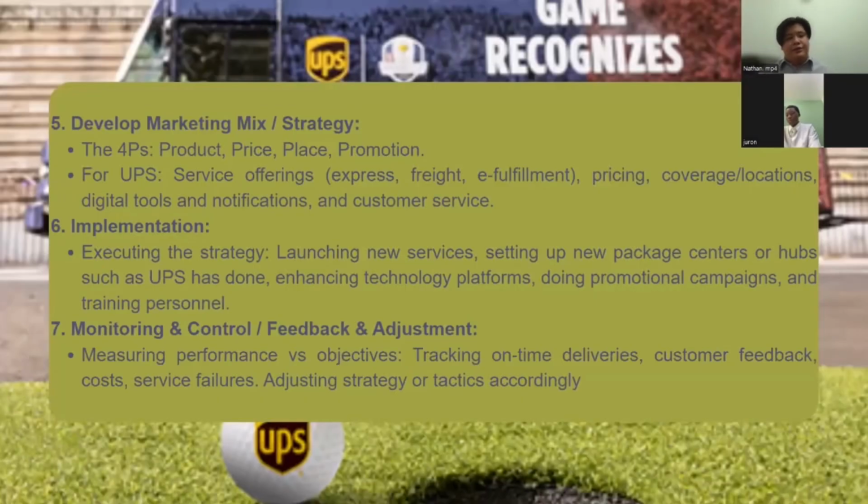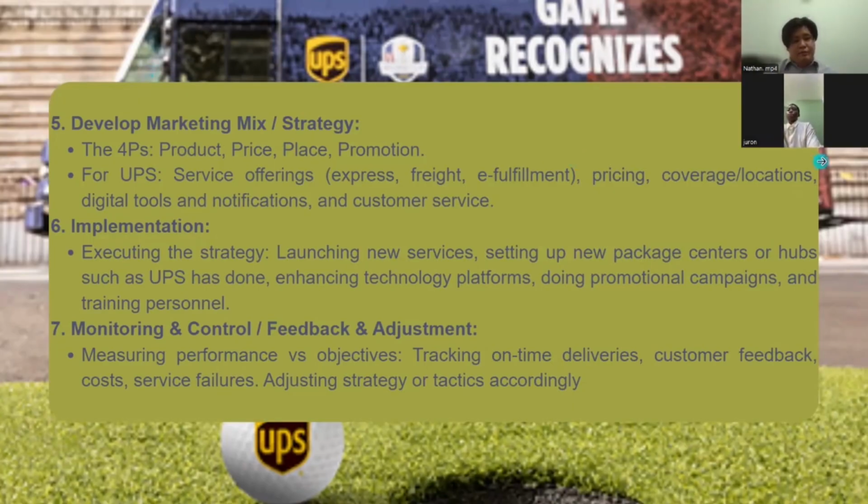And the fifth step is develop marketing mix or strategy. The four Ps, which include product, price, place, and promotion. And for UPS, service offerings such as express freight and e-fulfillment. Pricing, coverage, locations, digital tools and notification, and customer service.